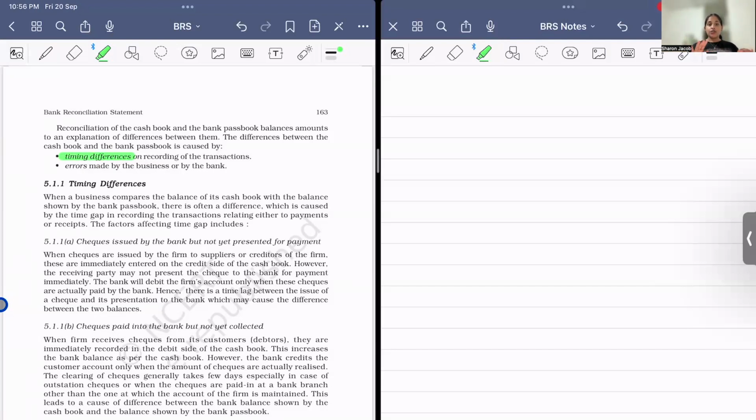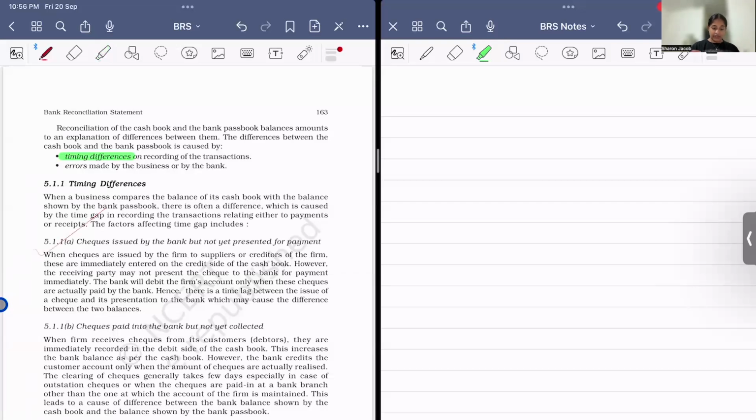Do you understand? So when a check has been issued by the firm to another party, could be a supplier, it could be a creditor, but the other person has not yet presented it for payment, there will be a difference. And this difference will only be for a few days. The moment the other person presents the check in the bank, and the money gets deducted from the account, both the cash book and the passbook will have the same balance. That's the first thing.